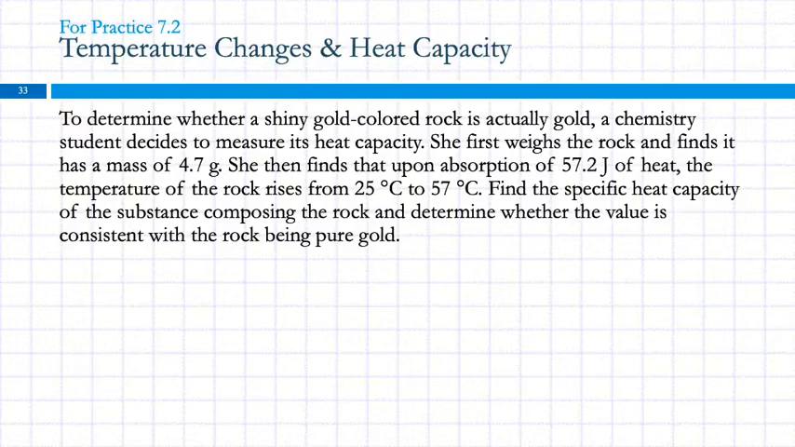So there's a bunch of numbers here. The first number is 4.7 grams. Well, it says mass of, so that's probably the mass. We'll call that m. 57.2 joules of heat. What's the letter for heat? Q. And then there's two temperatures, 25 degrees Celsius and 57 degrees Celsius.